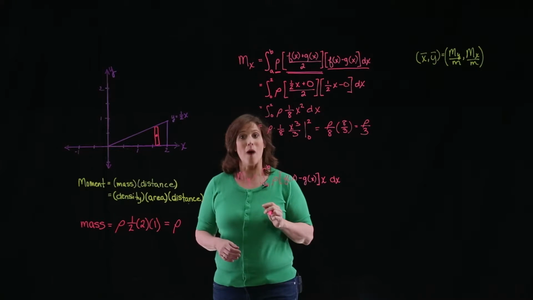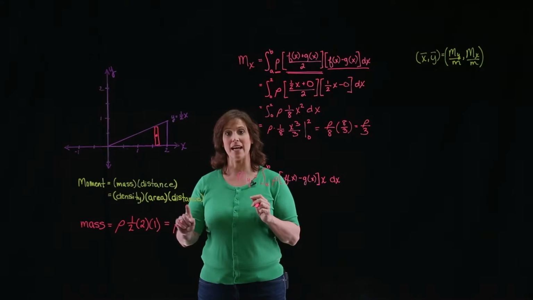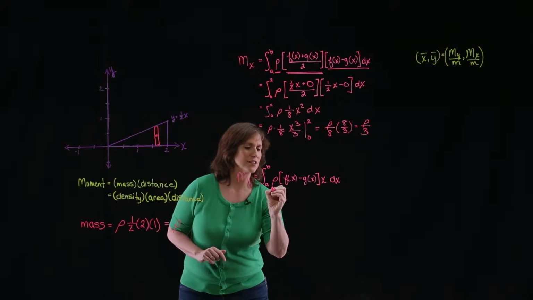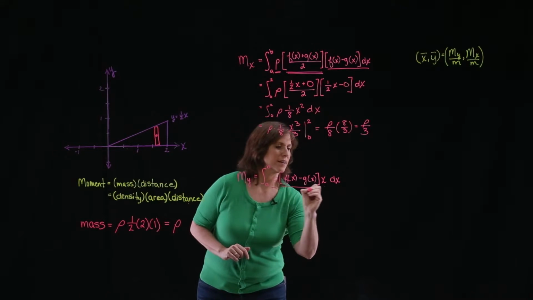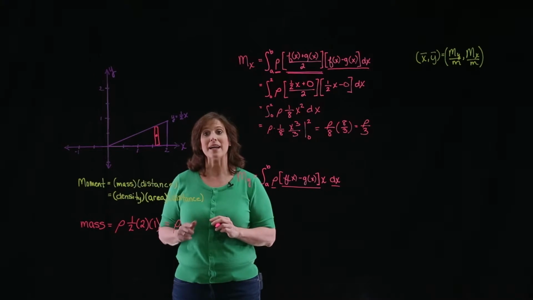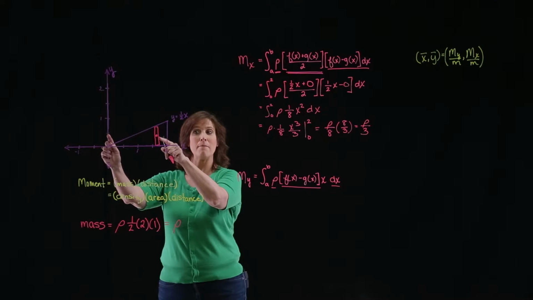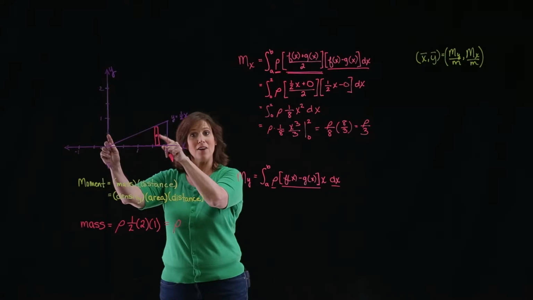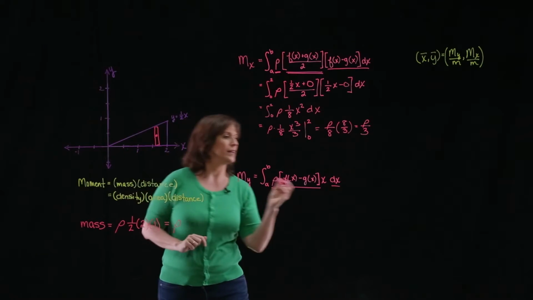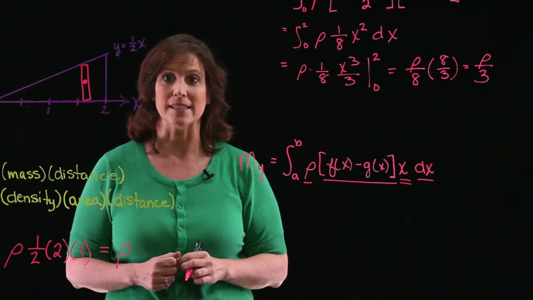Now let's do the moment about the y-axis. Again, we know that the moment is the density times the area times the distance. And here's our density and our area of that representative element. Now we need the directed distance from the y-axis, so the distance from the y-axis out to my mass point. You can calculate that by using the x-coordinate. So that x value in my formula represents that distance.